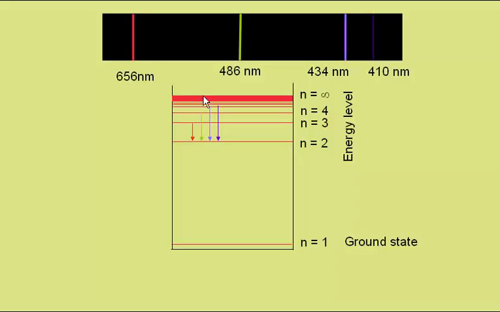These lines are the visible lines given off by hydrogen. They're called the Balmer series because it was a man called Balmer who discovered them. There is another series of lines called the Lyman series, which is drops down to the n equals 1 energy level. But these aren't visible, they're in the ultraviolet part of the spectrum. Another series of lines in the infrared drop down to the n equals 3 line. They're called the Paschen series.